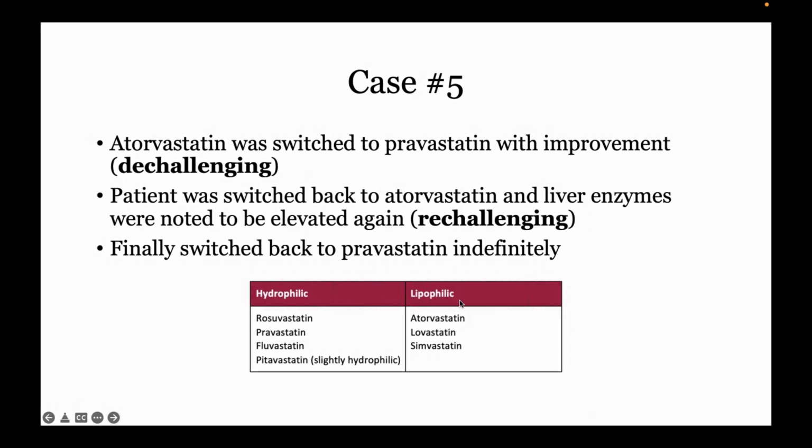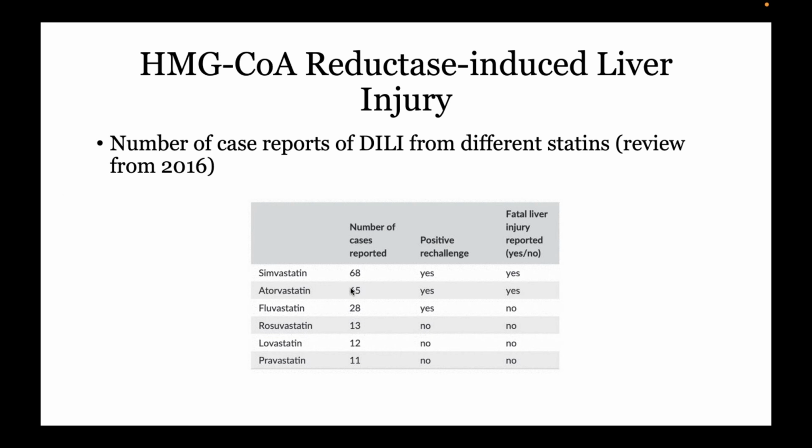I mentioned this case because it's important for us to remember what Faizan mentioned. There are hydrophilic and lipophilic statins. However, I want to say that it doesn't really correlate 100% that lipophilic causes liver injury and hydrophilic doesn't. Lipophilic like atorvastatin, lovastatin; hydrophilic like rosuvastatin, pravastatin.